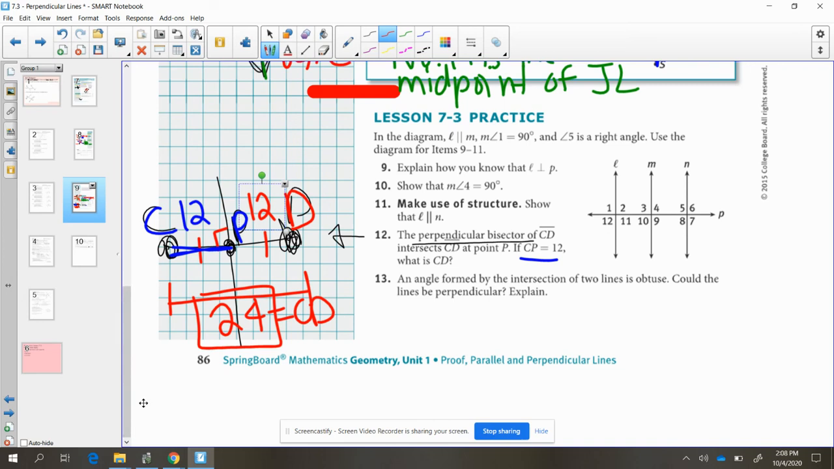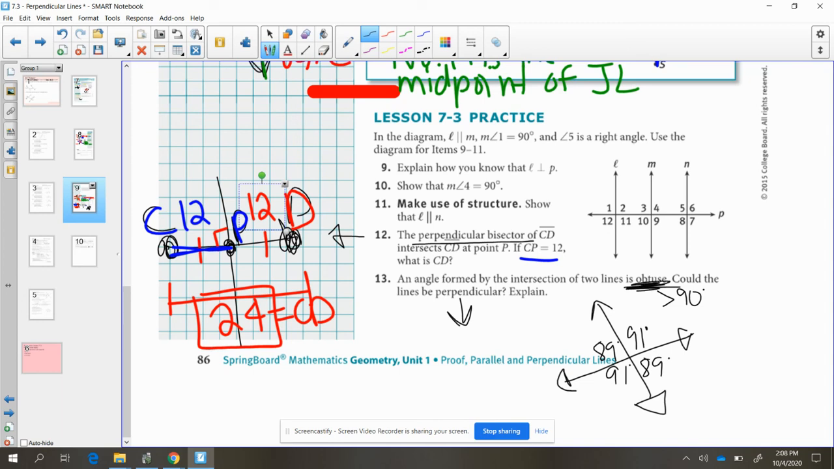Finally, number 13 is asking us kind of for an idea of a picture. If we have 2 lines that are intersecting and they're telling us that the angle that they created is obtuse, could it be perpendicular? Well, think about an obtuse angle. 170, 130, maybe even just 91 degrees is obtuse, right? Anything bigger than 90 degrees. Well, if this is 91, this guy would have to be 89. And this guy would be 91, and this guy would be 89, right?